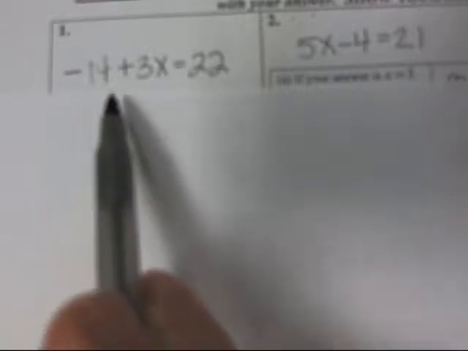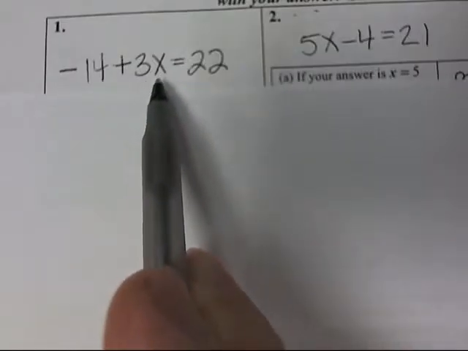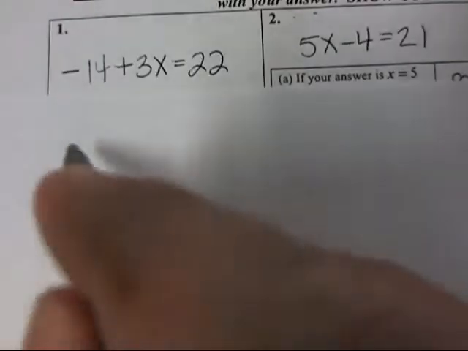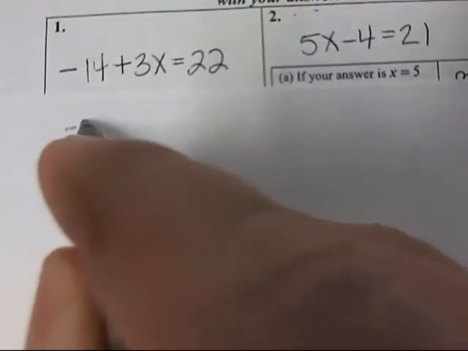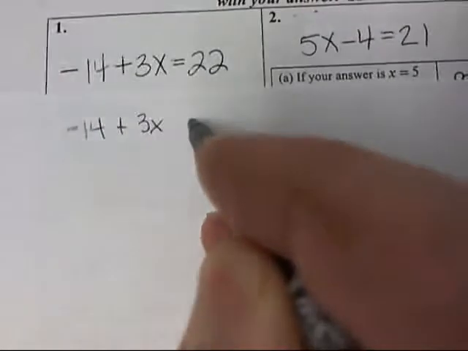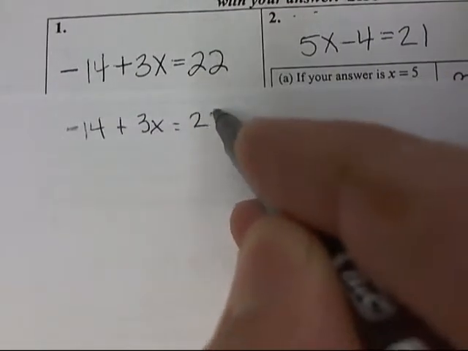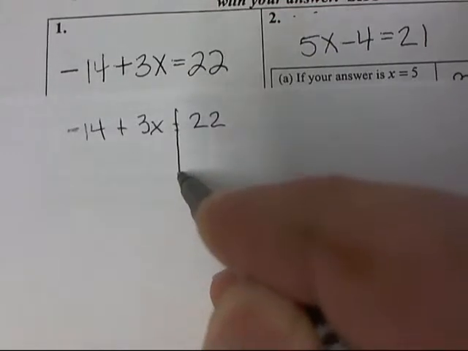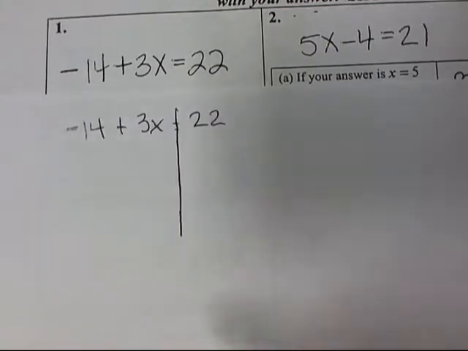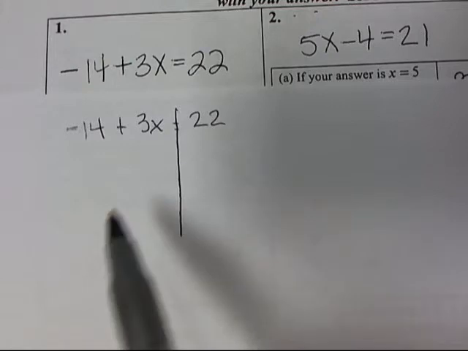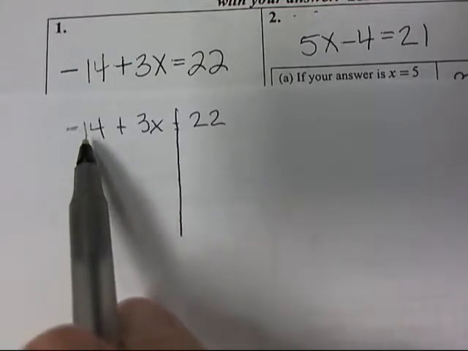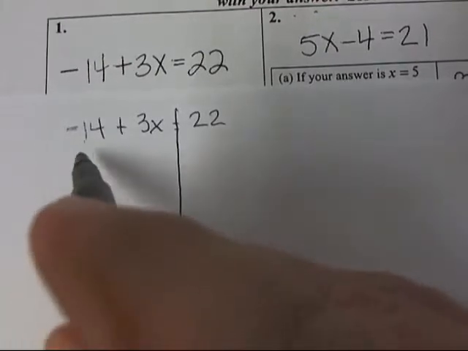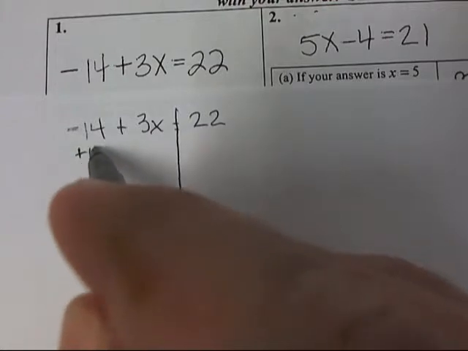In this lesson, we'll learn how to solve two-step equations. First equation, negative 14 plus 3 times x equals 22. First thing is, we want to draw a line down the equal sign to remind us that we need to do equal operations on both sides of that line. We want to take the inverse of negative 14, which is plus 14, on both sides.